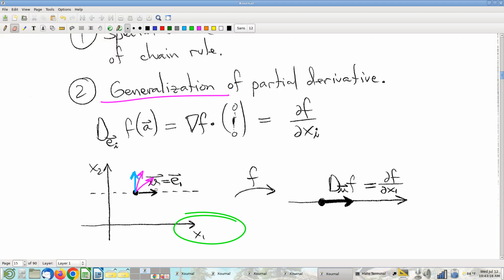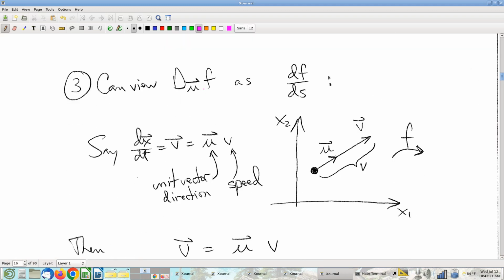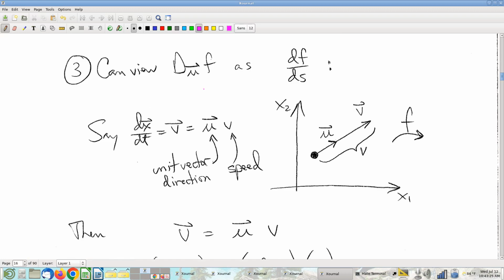Okay. All right. So here is a nice little argument. I think this is an important point of view on directional derivatives. I claim that you can interpret a directional derivative as the rate of change of the function with respect to distance as you move. It's not a derivative with respect to time. It's a derivative with respect to distance.